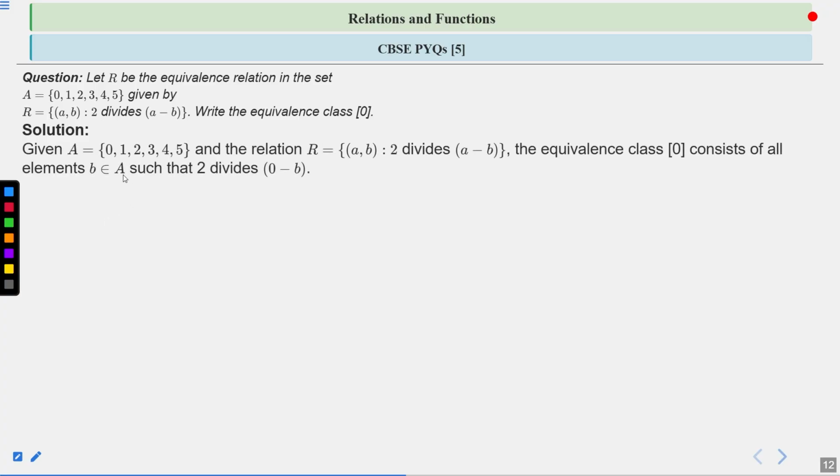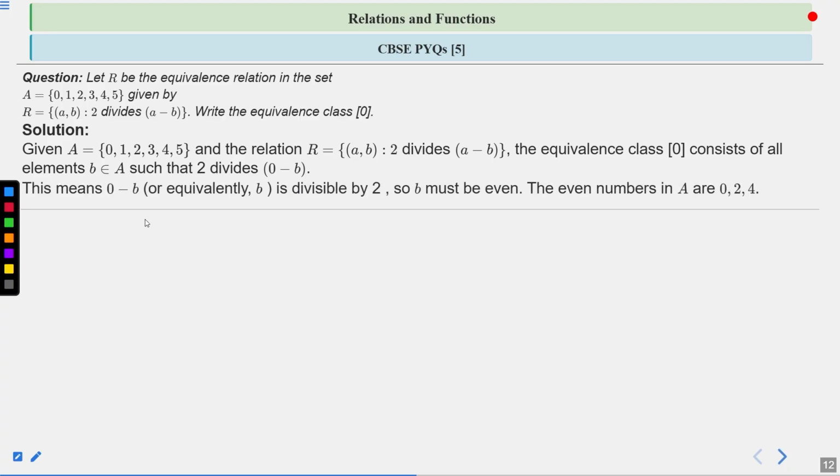See, it is given that set A is {0, 1, 2, 3, 4, 5}, and the relation R is basically (a, b) such that 2 divides a minus b. The equivalence class of 0 consists of all the elements b that belong to A such that 2 divides 0 minus b. We place 0 in place of a, because we have to find the equivalence class of 0. So 2 must divide 0 minus b. This means that minus b is divisible by 2, that means b should be divisible by 2, right?